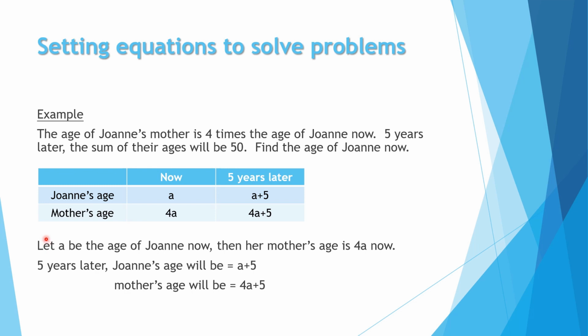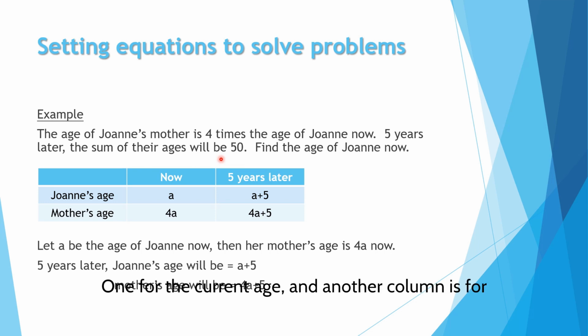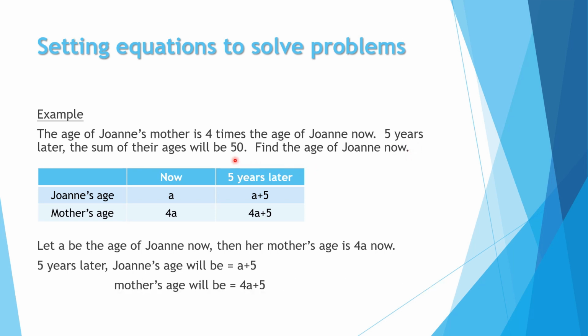Another example, the age of Joanne's mother now is 4 times the age of Joanne, and 5 years later, the sum of their ages will be 50. Find the age of Joanne now. So the hardest part is always how to set up the equation to solve the word problem. Here, we can separate into two columns, one for the current age, and another column for the age, or the sum of age, after 5 years.